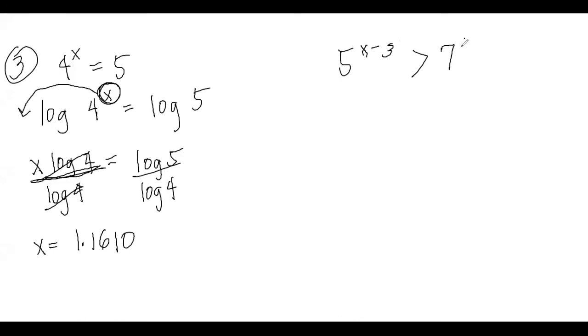So 7 raised to an exponent of 2. Okay, so we have 5 raised to x minus 3 is greater than 7 raised to 2. So we have to put logarithm on both sides of the equation. So logarithm of 5 raised to x minus 3 is greater than logarithm of 7 raised to 2.